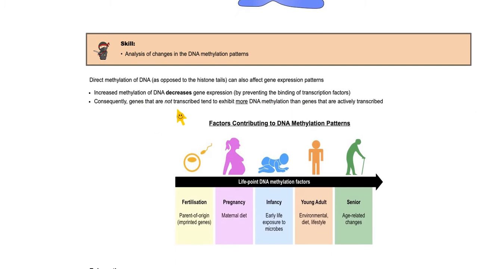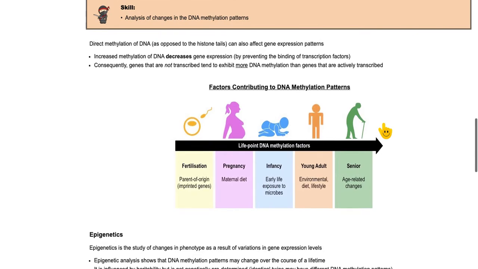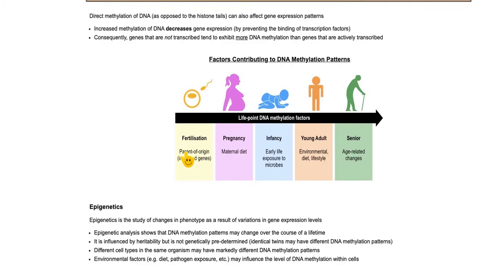So genes that are not transcribed tend to exhibit more DNA methylation than genes that are actively transcribed. So what are some of the factors that contribute to DNA methylation patterns? Well, sometimes it's just fertilization, right? Parent of origin and imprinted genes. That it's just some type of genetic control.